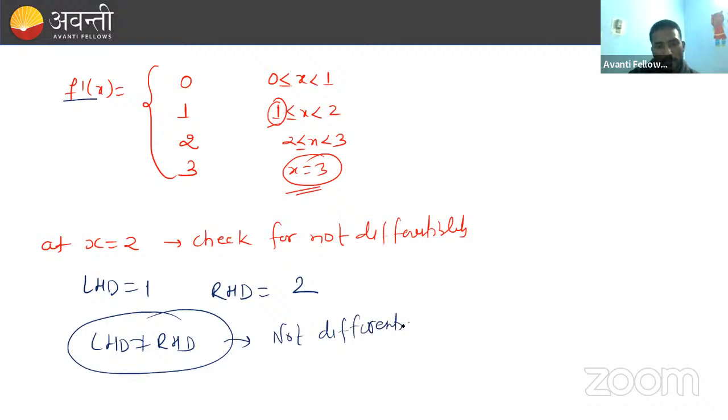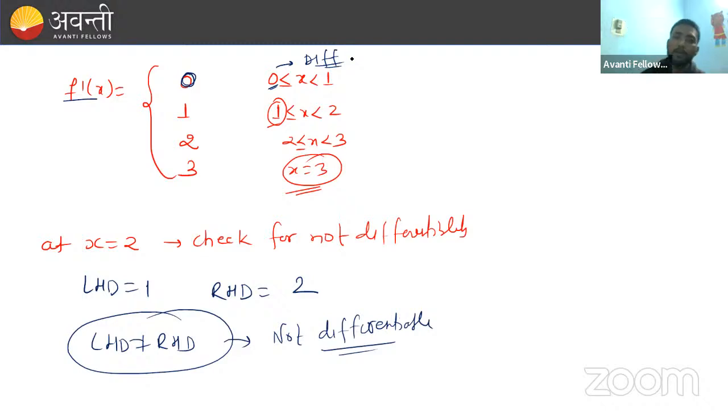Right? It is not differentiable. So now we have got another point, that is 2, which is not differentiable. And at x equals 0, 0 minus is not defined, 0 plus is defined, that is 0, and f of 0 will be 0. So at 0 also it is differentiable. So we now have 3 points: two discontinuous points and one non-differentiable point.